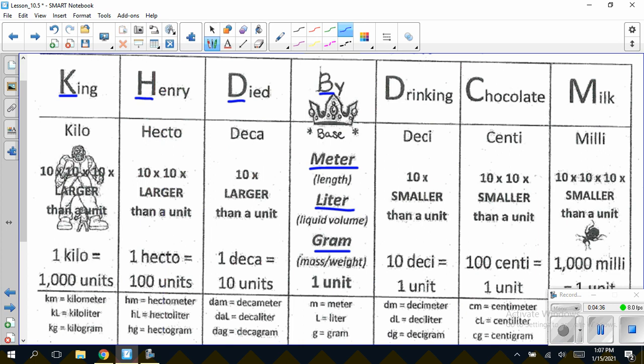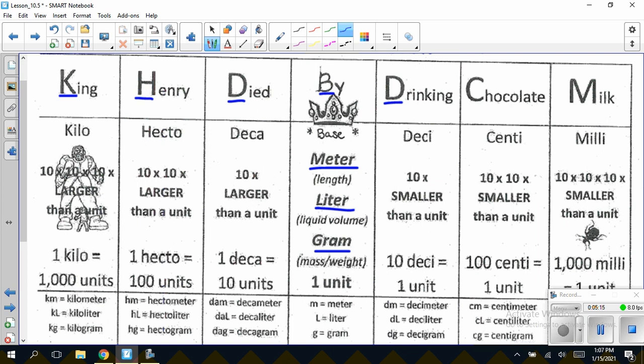Going on to the smaller side of things, next we have drinking, which is representing deci. Deci means that it is 10 times smaller than your base unit. So what you have to think of when you are thinking of a meter stick, 1 decimeter would be 1/10 of a meter stick. So it takes 10 decimeters to create that meter stick. If you were looking at your meter stick counting by tens, every 10 would be your decimeter.